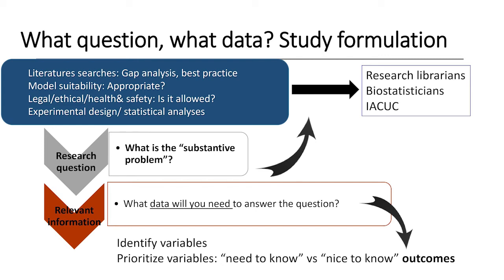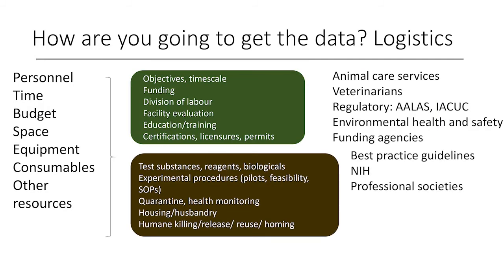From that, you can also identify the data you need to answer the question by the variables which will have to be measured and how they are to be prioritized. And the third stage, which is almost always overlooked, is how are you going to get the data? Data collection requires logistics and a lot of planning.